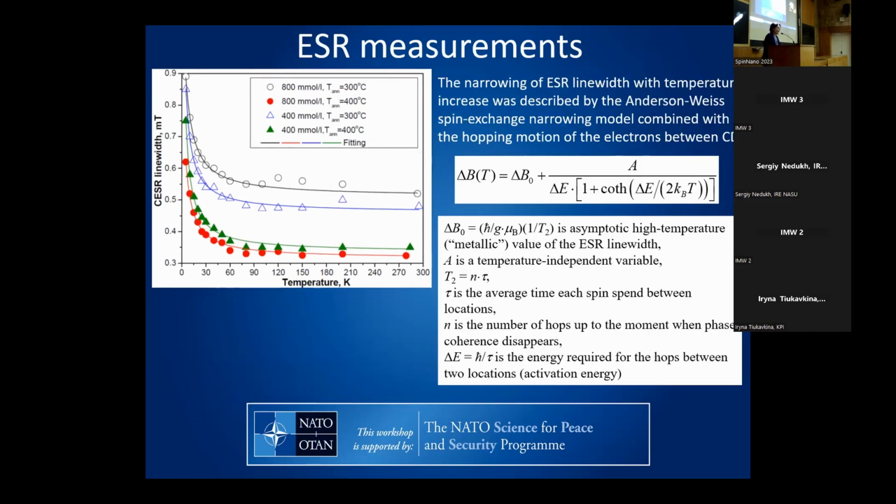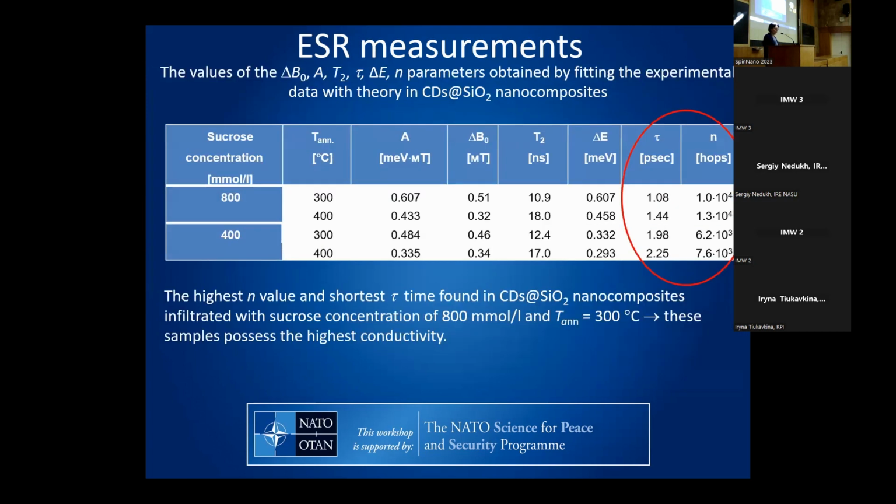We have described our experimental data with a theory. It was described by the Anderson-Weiss spin exchange narrowing model. And what is interesting in this equation is tau, the average time each spin spends between localizations, and n is the number of hops up to the moment when phase coherence disappears.